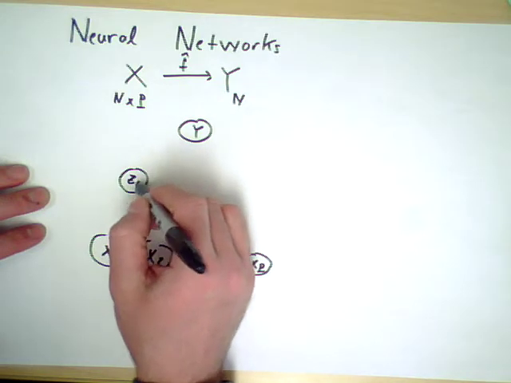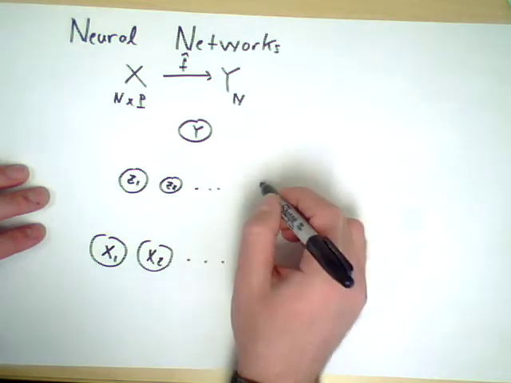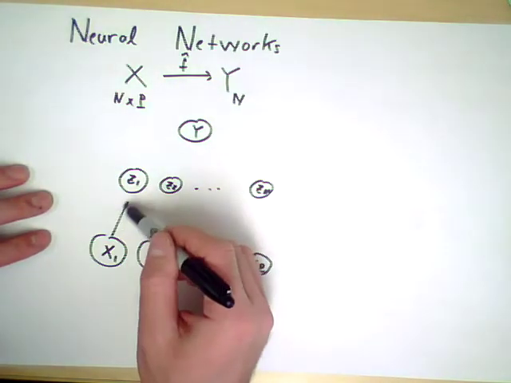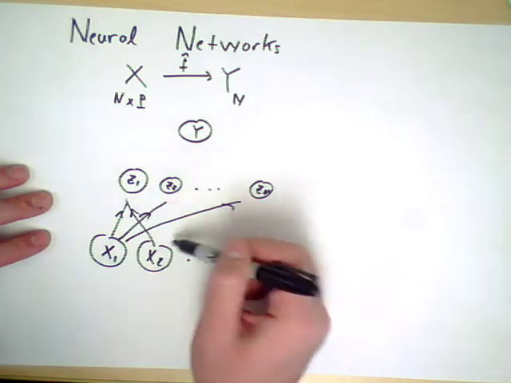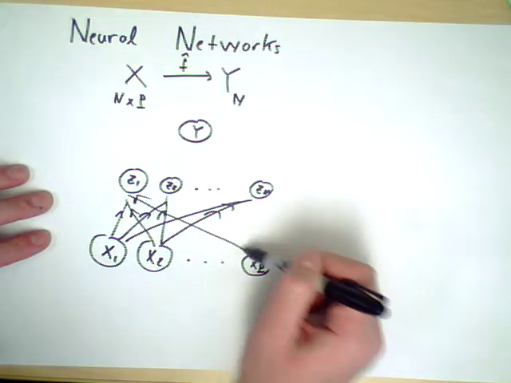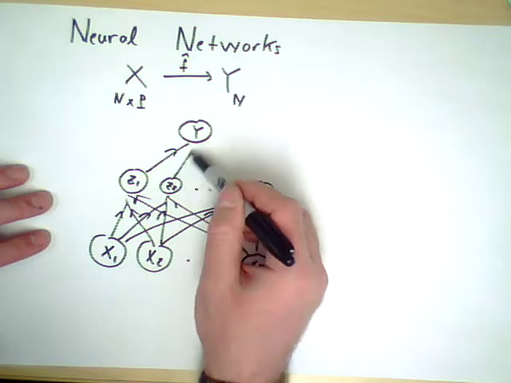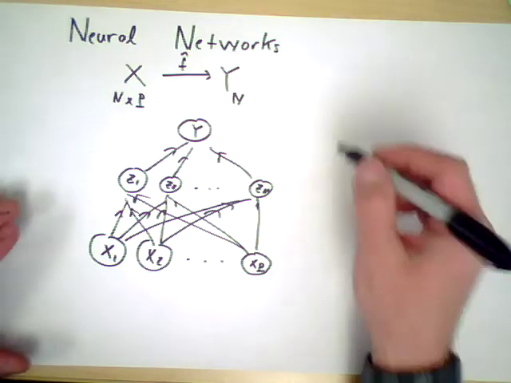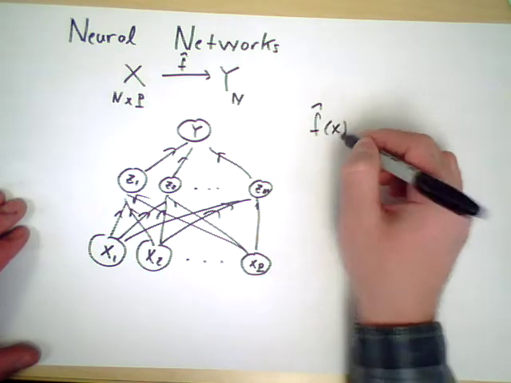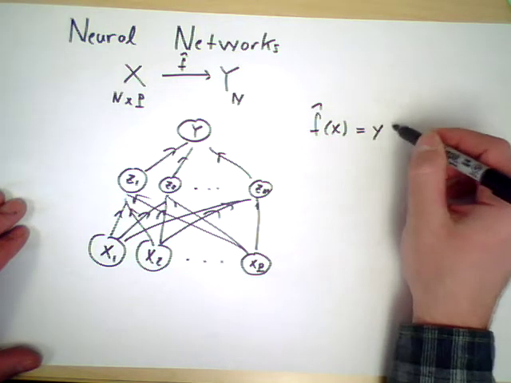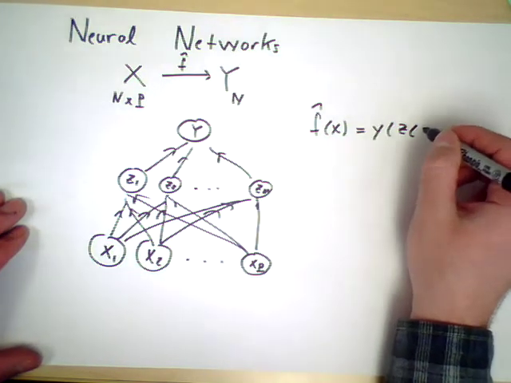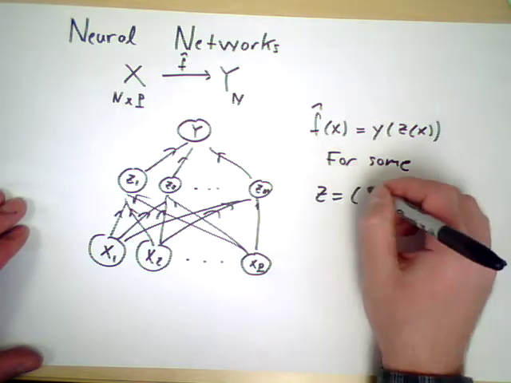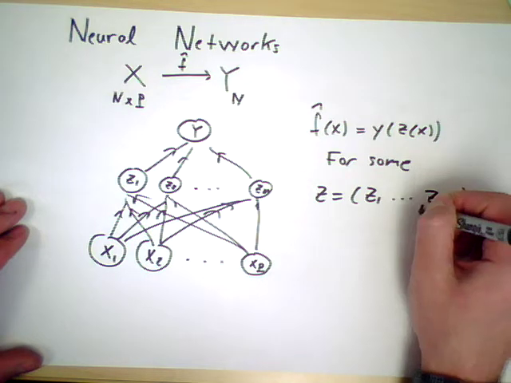And let's suppose we want to introduce, let's say, capital M of those z's. So we want the z's to depend on the x's, and then y will depend on the z's. So in other words, what we're going to do here is describe our function f hat of x as actually a function y of z of x, for some z, which is z1 up to zm as a vector.